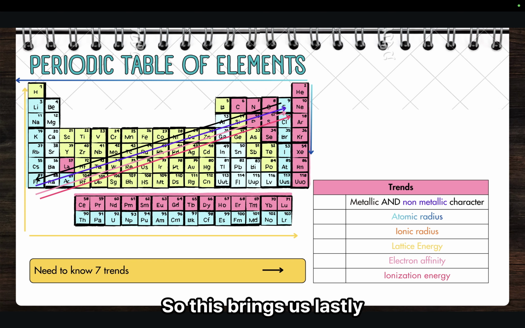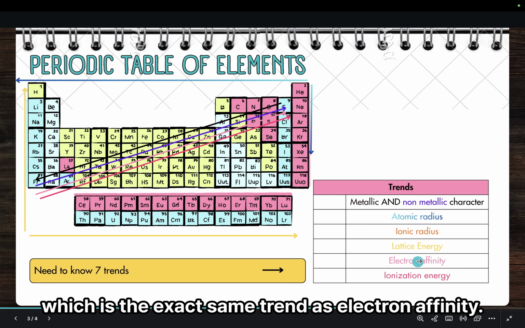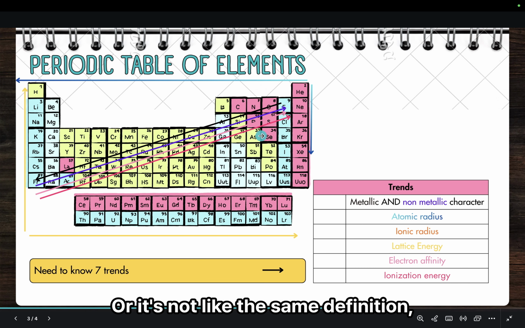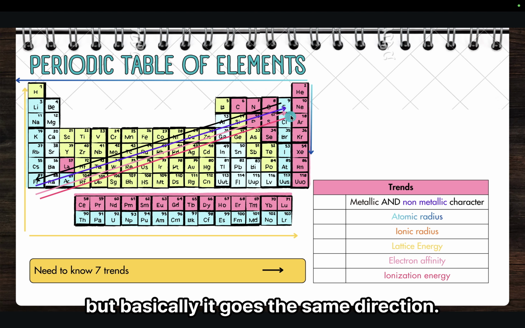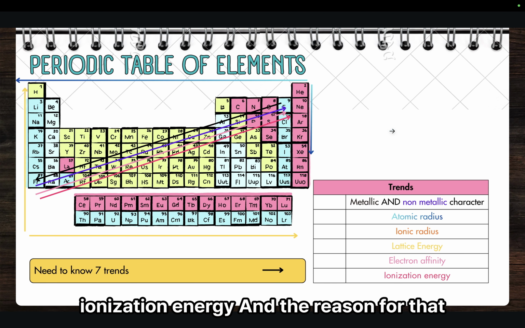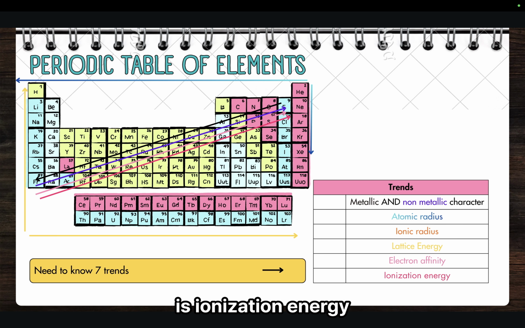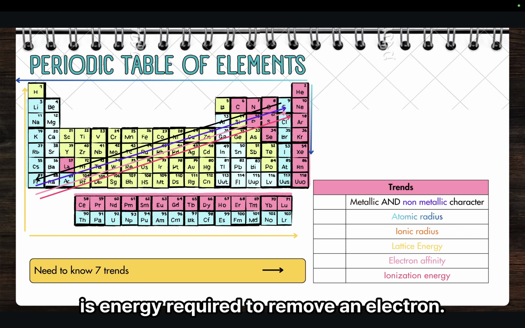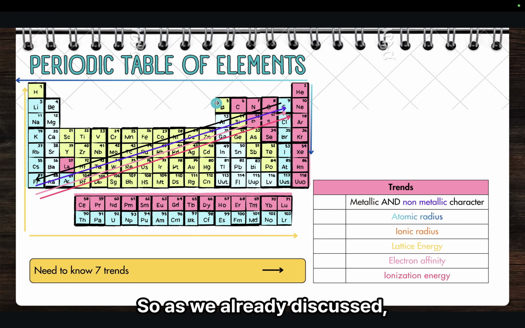So this brings us lastly to ionization energy, which is the exact same trend as electron affinity, or it's not like the same definition, but basically it goes the same direction. So fluorine also has the highest ionization energy. And the reason for that is ionization energy is energy required to remove an electron. So as we already discussed, this section here does not like to have electrons removed, it likes to gain them.